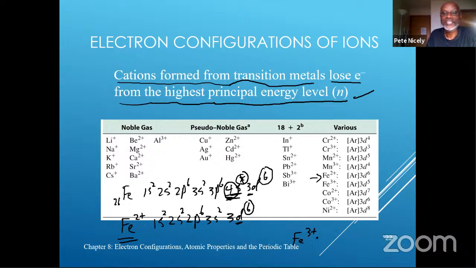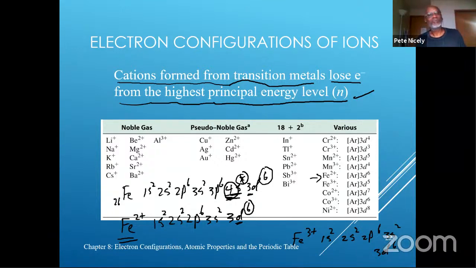So therefore, the resulting electron configuration for the Fe3+ ion would be 1s2, 2s2, 2p6, 3s2, and 3d6. And that would be the electronic configuration of the iron 3+ ion.